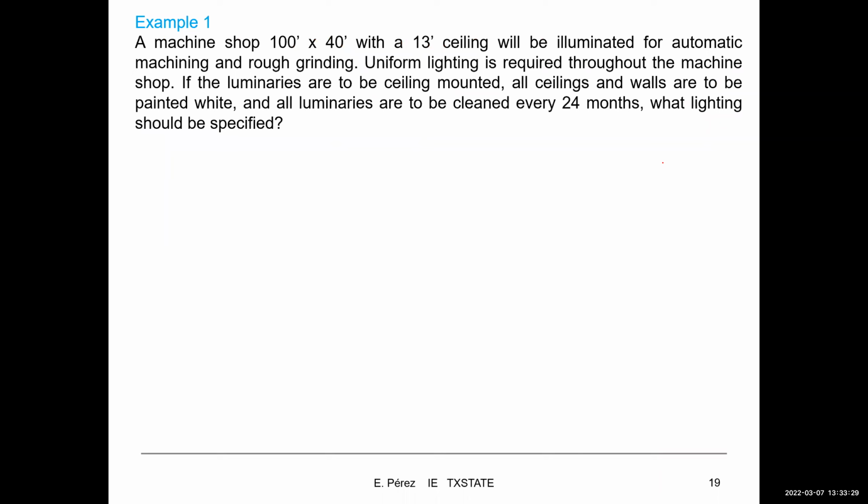And here we have an example. Let's see if we can work through this. We have a shop with these dimensions, 100 by 40, with a 13 foot ceiling, that will be illuminated for automatic machining and rough grinding. Uniform lighting is required throughout the machine shop. The luminaries are to be ceiling mounted, all ceilings and walls are to be painted white, and all luminaries are to be cleaned every 24 months. The question is, what lighting should be specified?